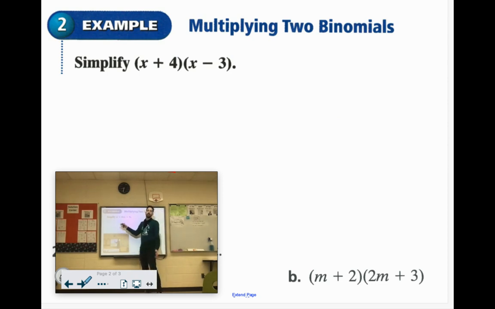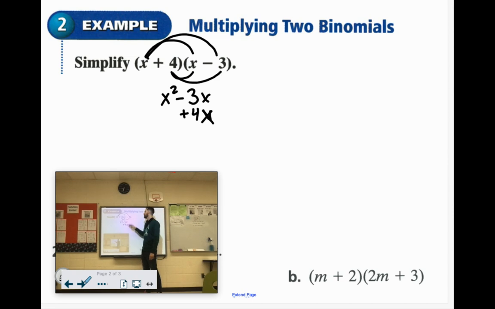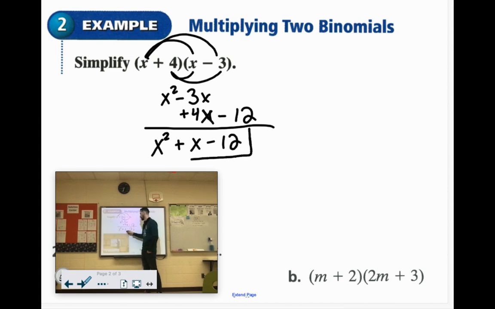These are the same, except now we have a minus in there. X times x, x squared, x times negative 3 is negative 3x. Then we have positive 4 times x is positive 4x. And then positive 4 times negative 3 is negative 12. So now when we combine those middle terms, negative 3x plus 4x is just 1x. So that would be our final answer. Nothing really different.